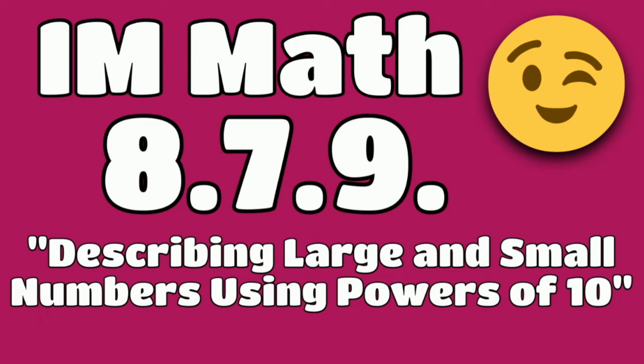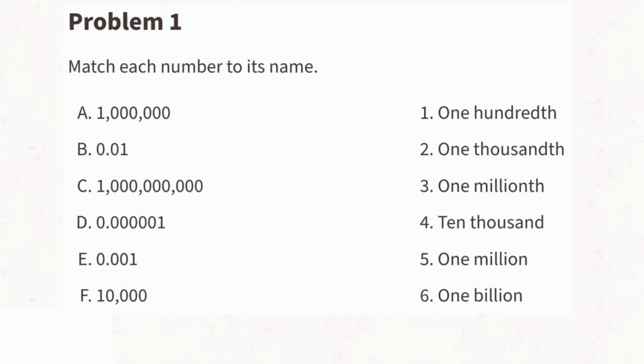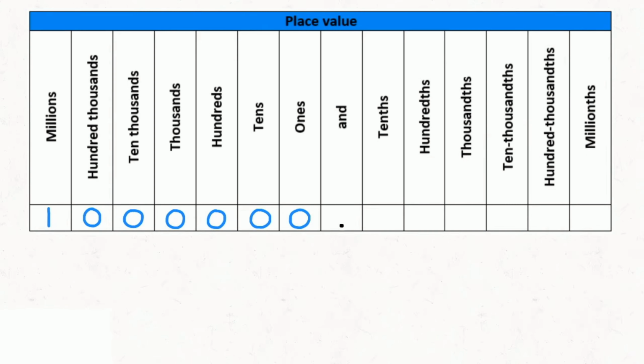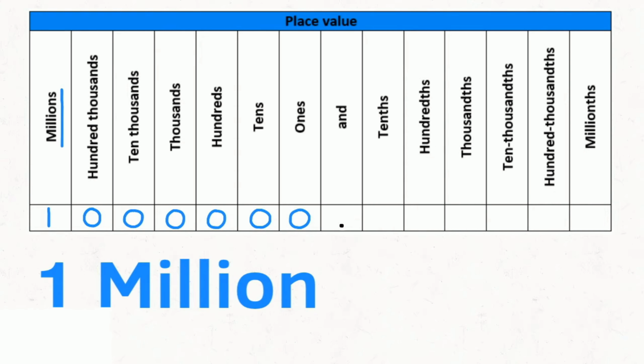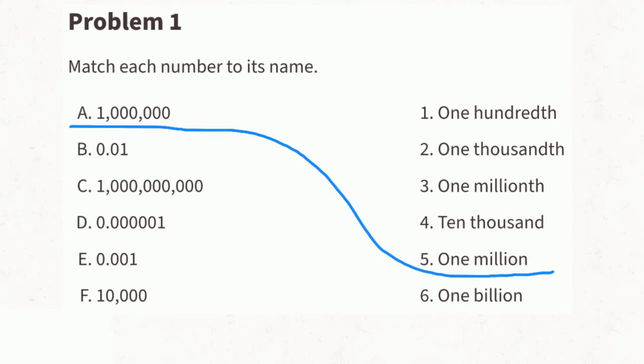Eighth grade Illustrative Mathematics, Unit 7, Lesson 9, Describing Large and Small Numbers Using Powers of 10. Problem number 1. Match each number to its name. A. You have a 1 followed by 6 zeros. And after the 6 zeros would be where the decimal point belongs. So in this case, the number is 1 million. A matches with 5, 1 million.